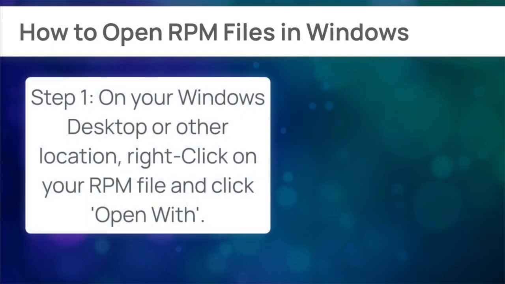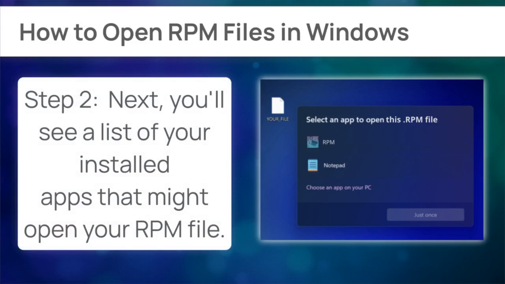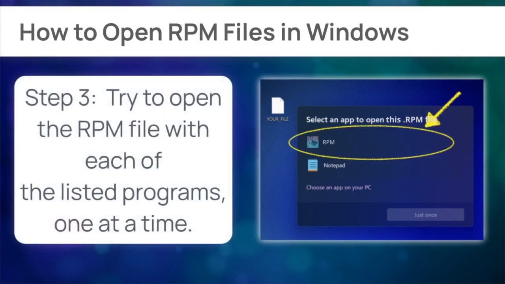To guarantee the file opens, right-click your RPM file and select Open With. Check for RPM first. If it is absent, select another program. A systematic check of installed tools is vital.